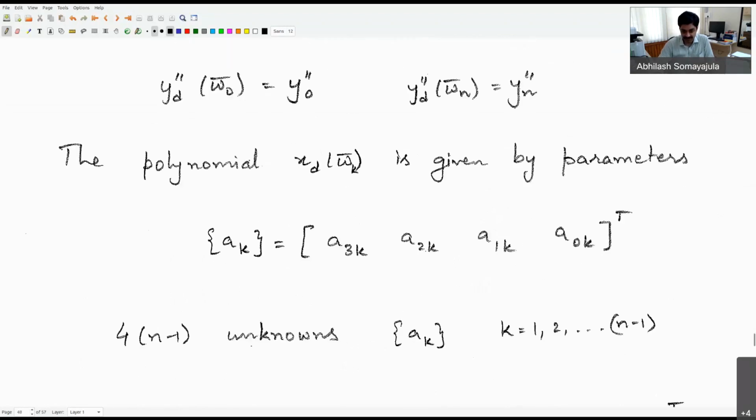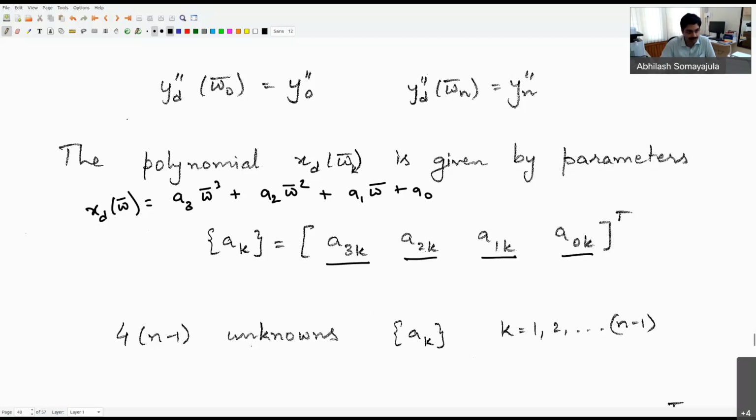And the polynomial is usually a cubic polynomial, where xd, the desired value of x along the path, is given as a3 times omega bar cubed plus a2 times omega bar squared plus a1 times omega bar plus a0. It's in this format. But when you're looking between the kth and the k plus 1th waypoint, we represent these coefficients as a3k, a2k, a1k, and a0k.